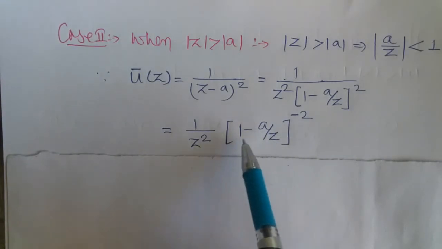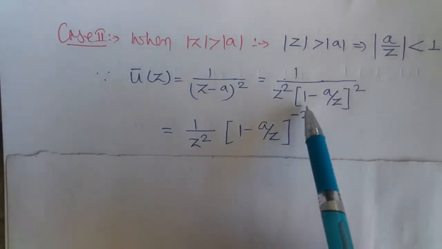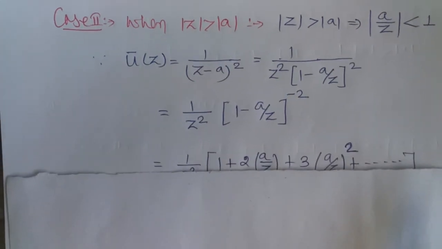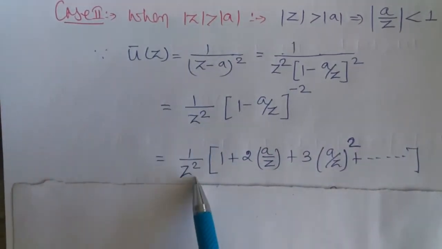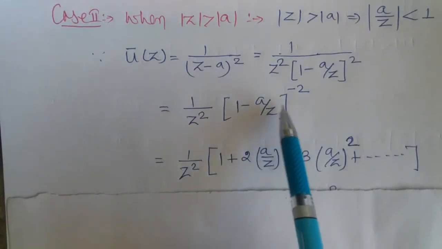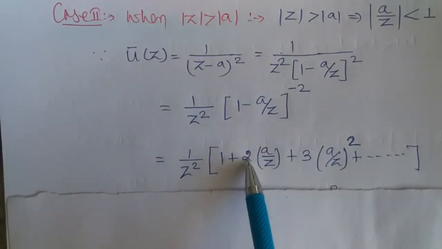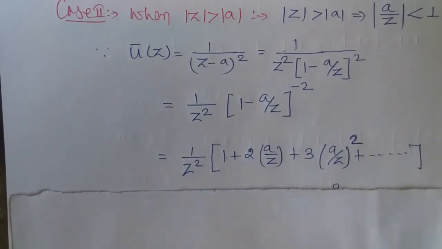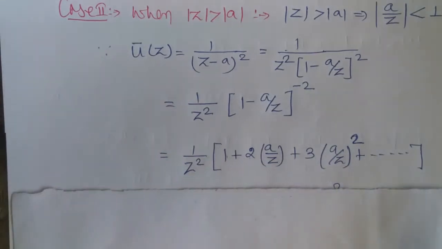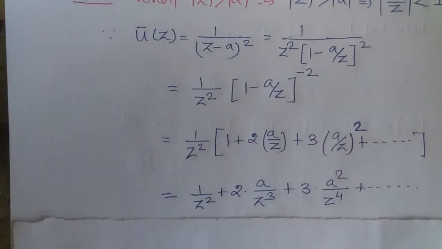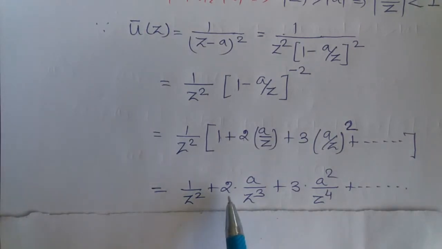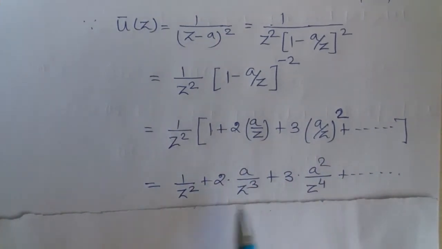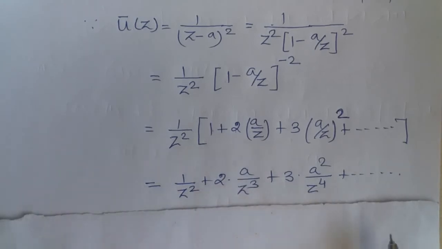Expand this using the binomial theorem, 1 plus x whole power n. Then we get 1 by z square as it is, multiplied by the binomial expansion, which gives 1 plus 2a by z plus 3 a by z whole square plus so on. Now we multiply 1 upon z square with all these terms, then we get 1 upon z square plus 2 into a by z cube plus 3 into a square by z power 4 plus so on. Now we try to write this expression in terms of summation.